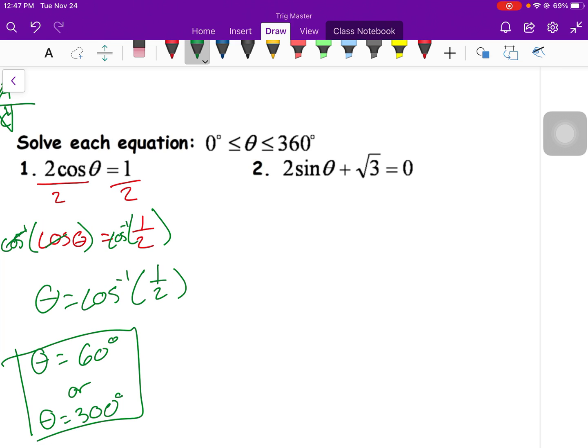Number 2 looks more complicated, but again, treat this as just like 2x plus square root of 3 equals 0. You start by subtracting square root of 3 from both sides. Then you divide both sides by 2.